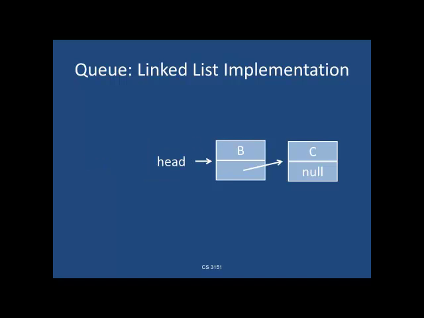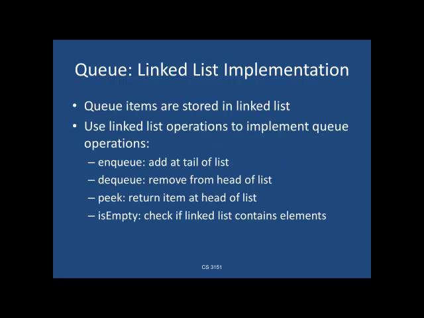And finally B is removed from the head. In summary, all queue items are stored in a linked list. The enqueue operation adds at the tail of the list. The dequeue operation removes from the head of the list. The peek operation returns the item at the head of the list. Finally, the isEmpty operation returns true if the list is empty.